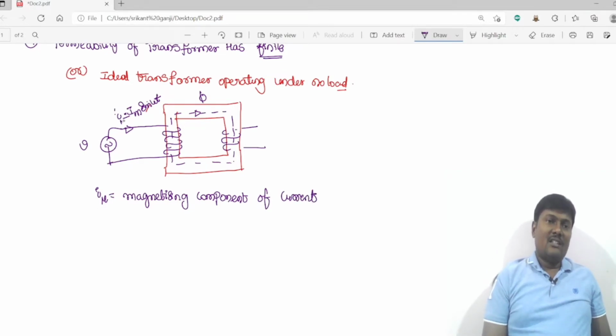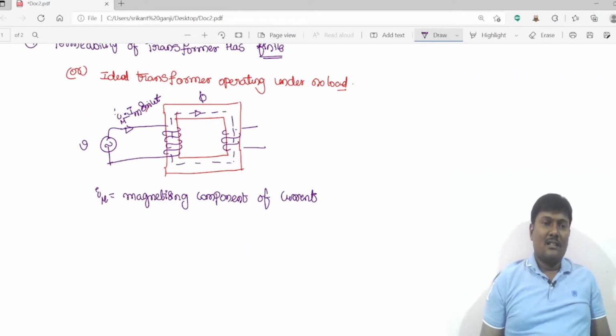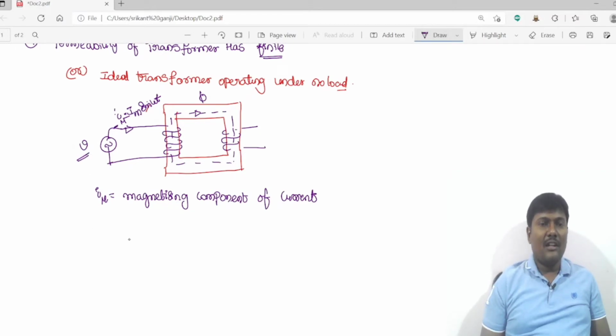To magnetize the core or to produce the flux, some current is required. That current is called the magnetizing component of current. Whenever we give a sinusoidal voltage, an alternating current flows through the transformer primary winding, which will produce an alternating flux. This flux links with the primary winding and secondary winding. According to Faraday's law of electromagnetic induction, an EMF is induced in the primary as well as the secondary.